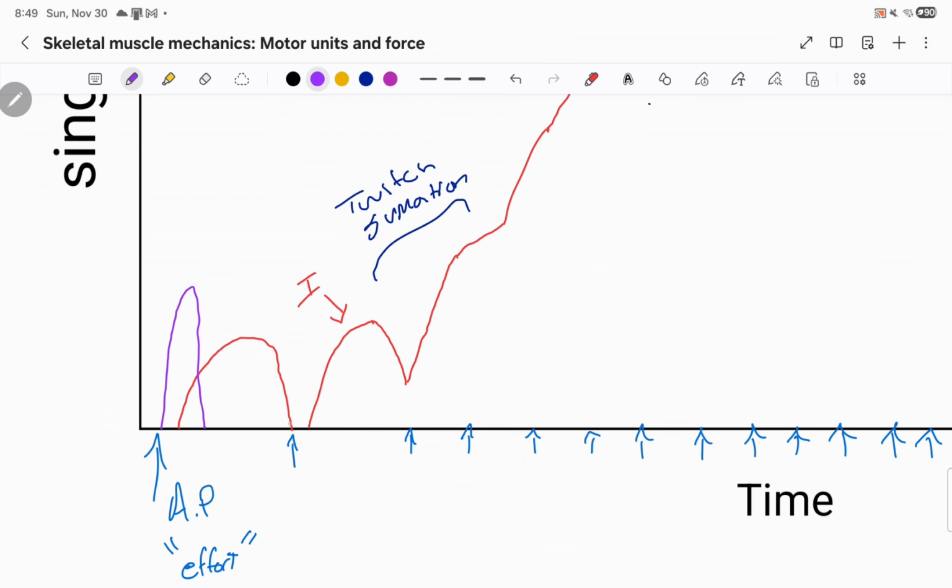What's next? I launch another twitch. Boom. And then I launch another action potential here. I should say action potential, not twitch here. I launch another action potential here. And it goes, and as soon as it's about to come down, I launch another action potential, and boom, it adds on top. And then another one, and it adds on top. And it starts to come down again, and another one.